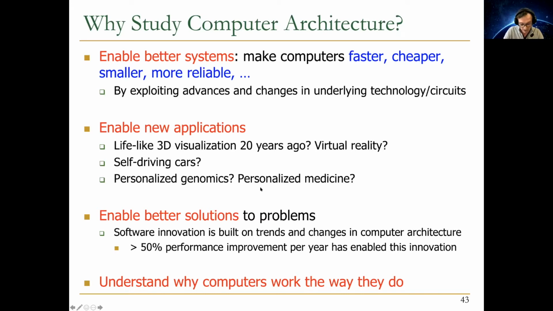Okay, on top of this, we would like to enable better solutions to problems. Software innovation is actually built on trends and changes in computer architecture, as I mentioned, the machine learning revolution, for example. And over time, more than 50% performance improvement per year has enabled innovation. This is a number from general purpose computing. But for special purpose computing, this number can be much, much higher, actually. Like orders of magnitude improvements are actually possible if you're specializing your system to a particular application.